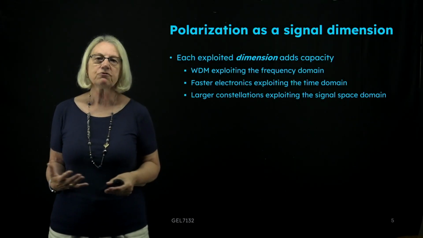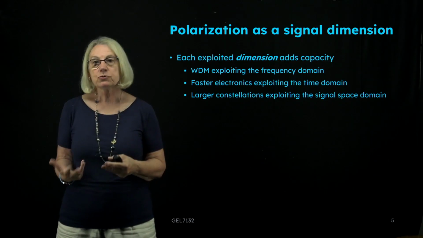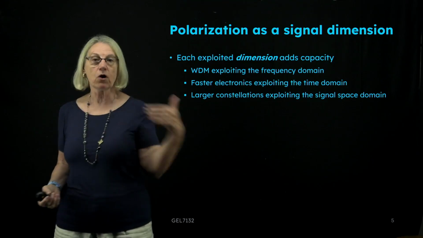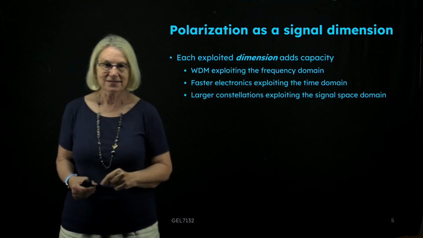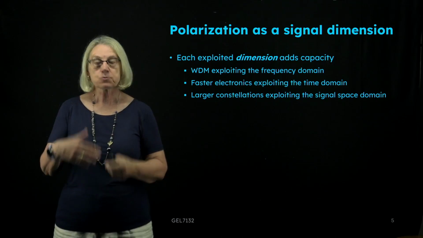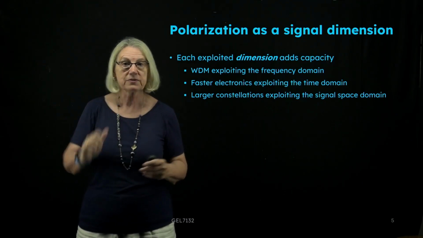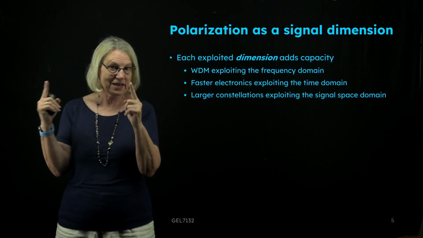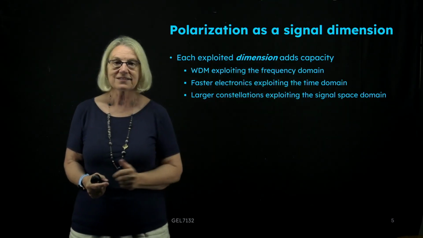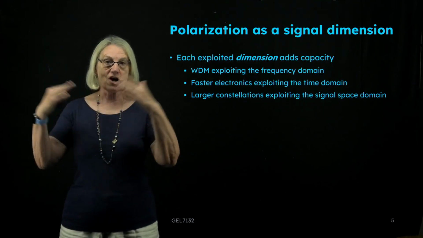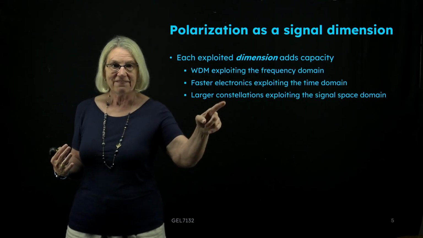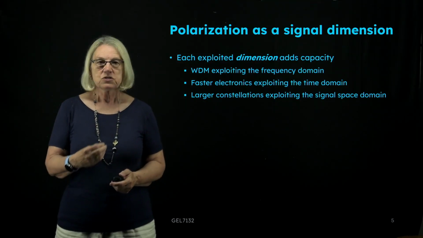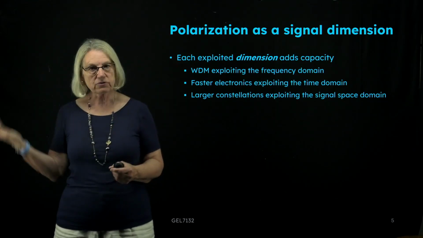So I'm going to talk about different dimensions of signaling that we're using. Polarization is going to be another signal dimension. But let's look back at what we've already discussed about how a dimension adds capacity. We saw that wavelength division multiplexing exploited the frequency domain. I tiled channels in the frequency domain to increase capacity. I also talked about how we could use faster electronics to make that bandwidth wider, and that's exploiting the time domain. We talked also about larger constellations increasing capacity, and that exploits what we call the signal space domain, putting more bits per symbol. So there were trade-offs we saw between spectral and power efficiencies.